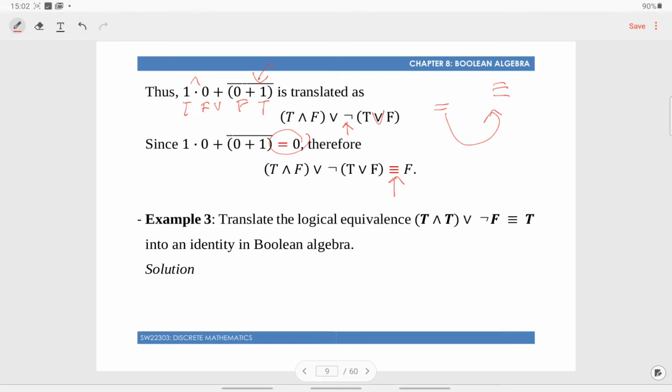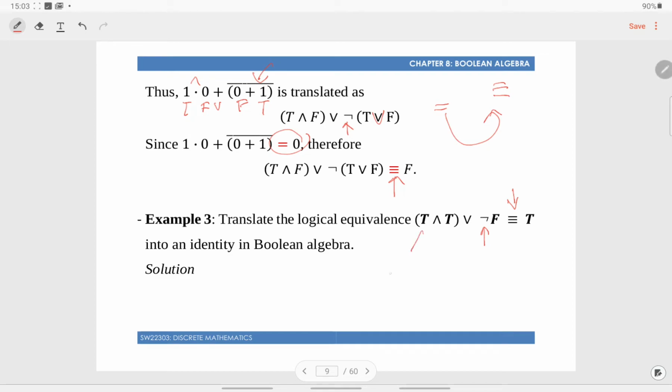Alright, so in the next example, the question asks you to translate the logical equivalence into Boolean algebra, into a Boolean identity. Translate the logical equivalence, T conjunction T, disjunction, negation F, equivalent to T, into an identity in Boolean algebra. So we do the reverse process. We do the reverse process.